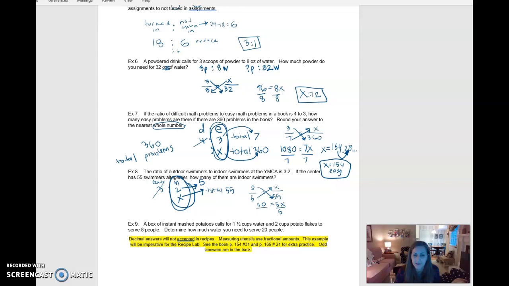Divide by 5. Use your calculator, and you're going to put 110 divided by 5. We know it goes in there. 5 goes into 10 two times, so 22. Honestly, I'm not that good at mental math at all. So the answer would be 22 indoor swimmers.